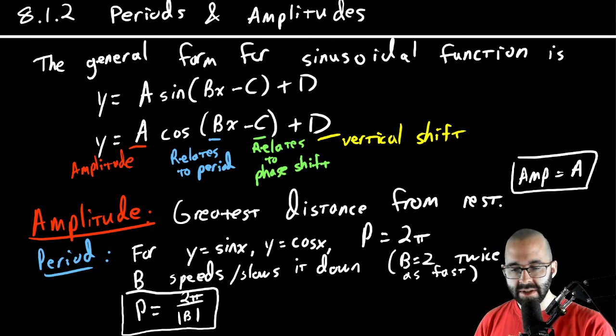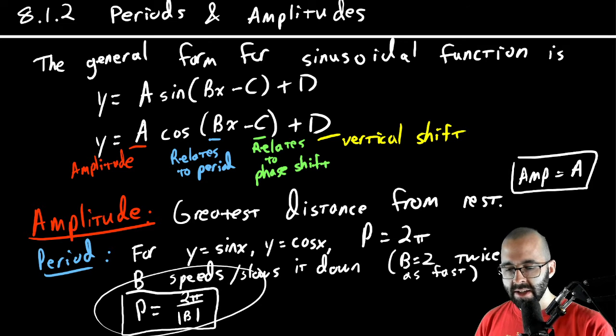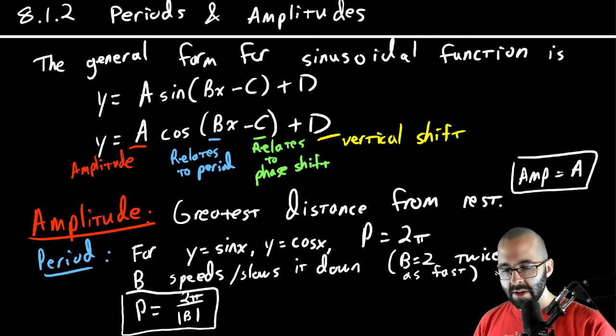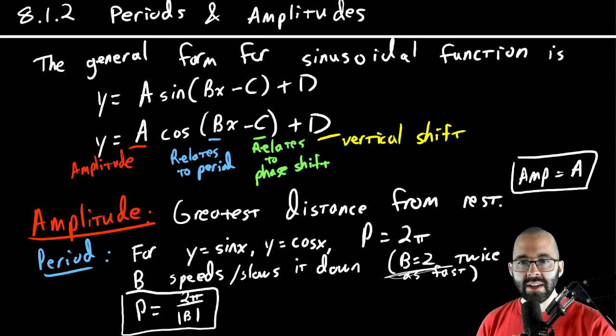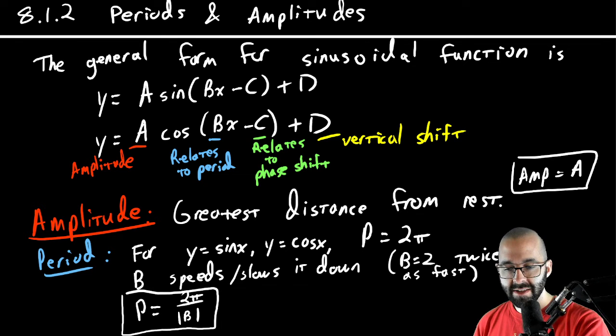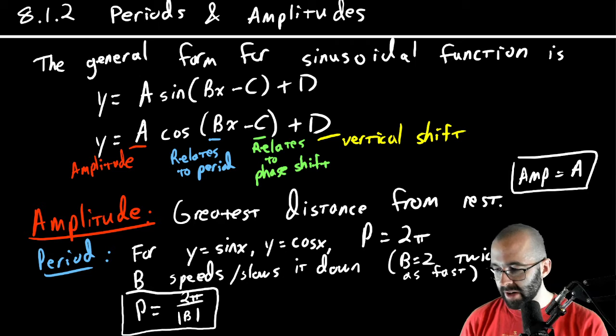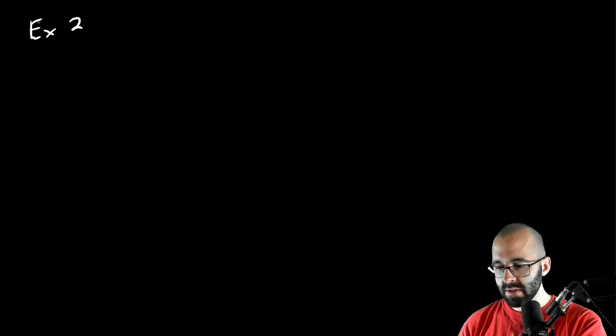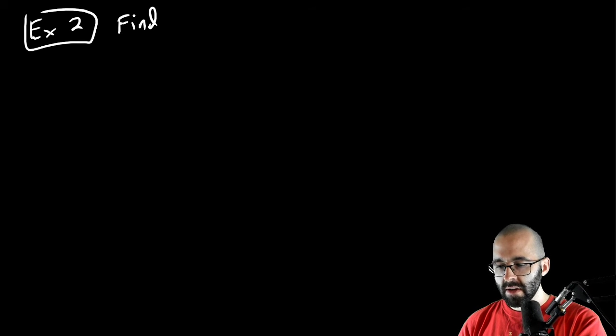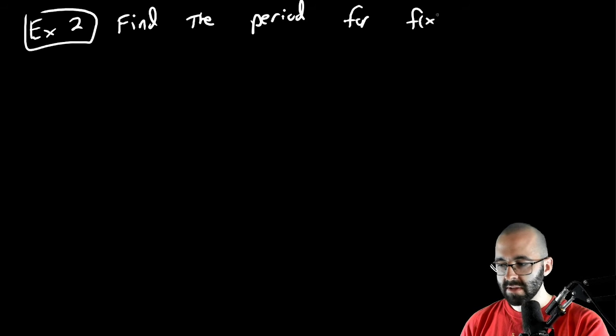All right, so that's the amplitude. Amplitude is exactly a. Period is 2 pi divided by b because of this reason right here. Because b slows it down. So it starts with 2 pi, but if we're going twice as fast, if b is 2, then it's going to be half as long. All right, so that's going to be our period. Let's do some examples here. Example 2. Find the period for f of x equals the sine of pi over 6 x.